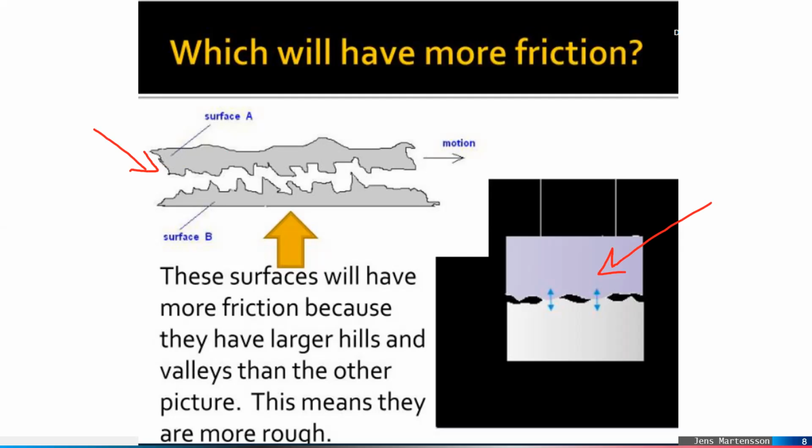The first one. This one. Why? The first one, surface A and surface B, is more rough. Since we have larger hills and valleys, that means we have more friction. So since these two surfaces have larger hills and valleys, they have more friction. They are more rough than the other one.